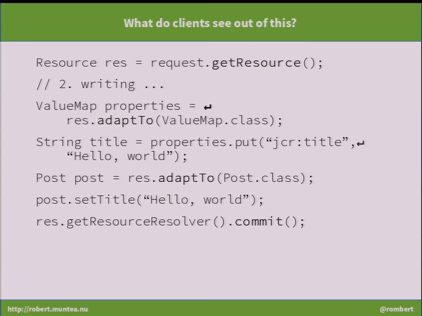Writing is more or less the same stuff. You get a value map and you put to it, or you use your own adaptable. Just remember to commit at the end.